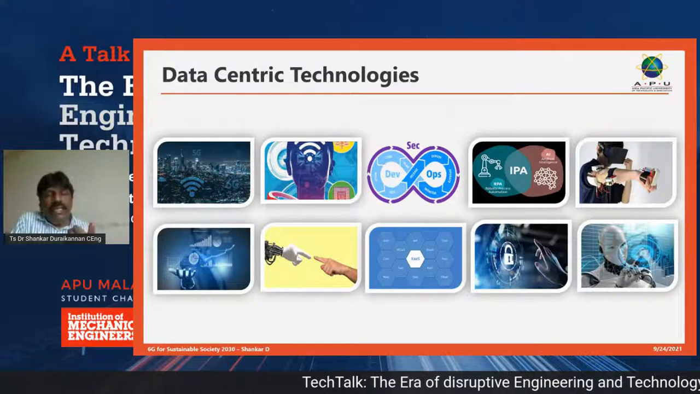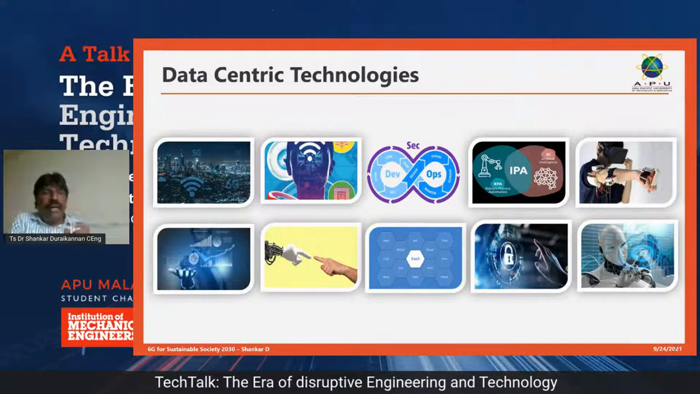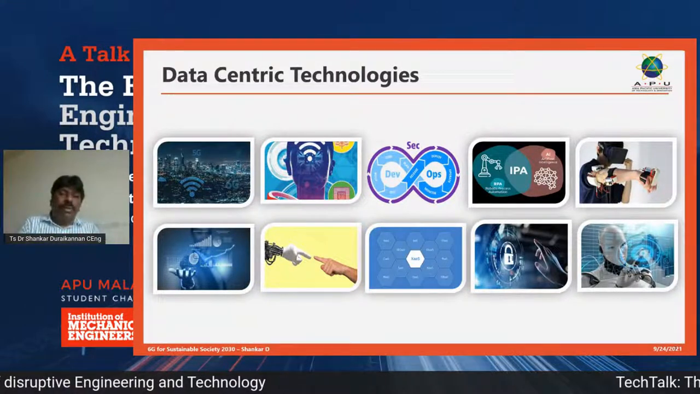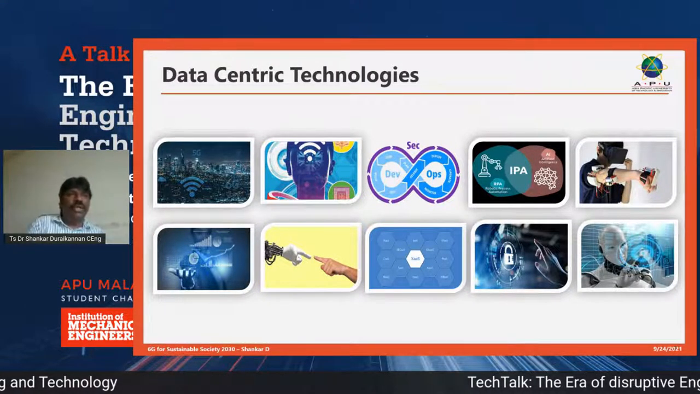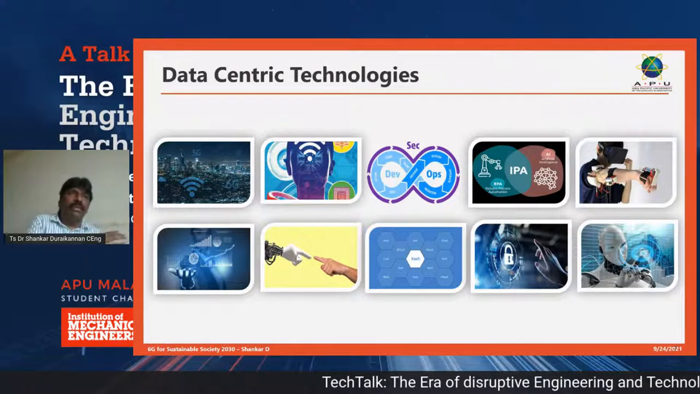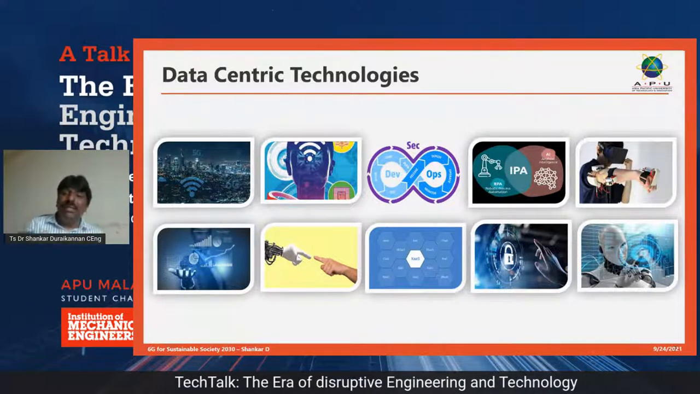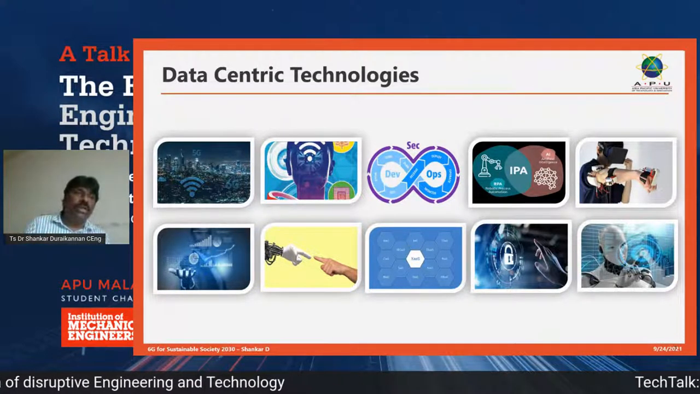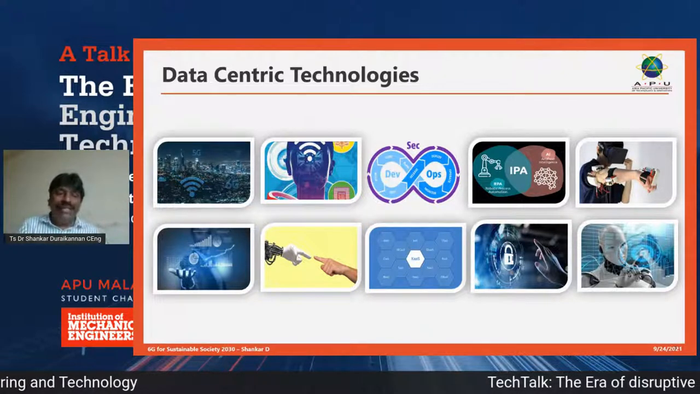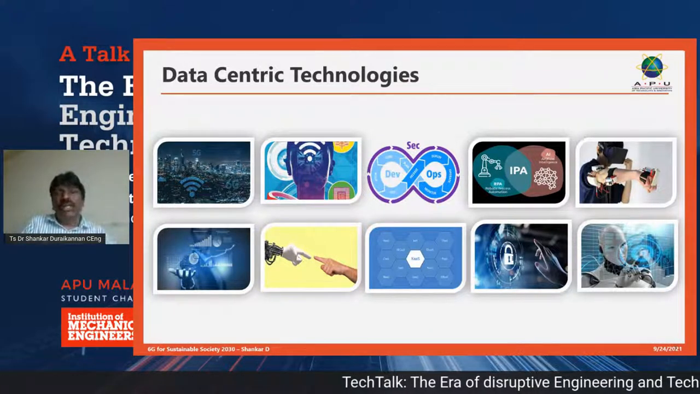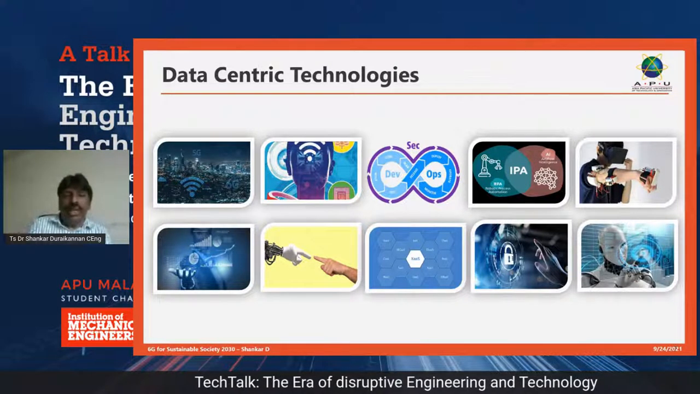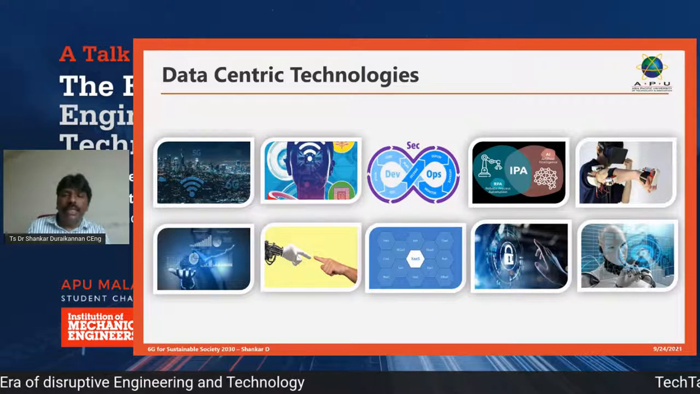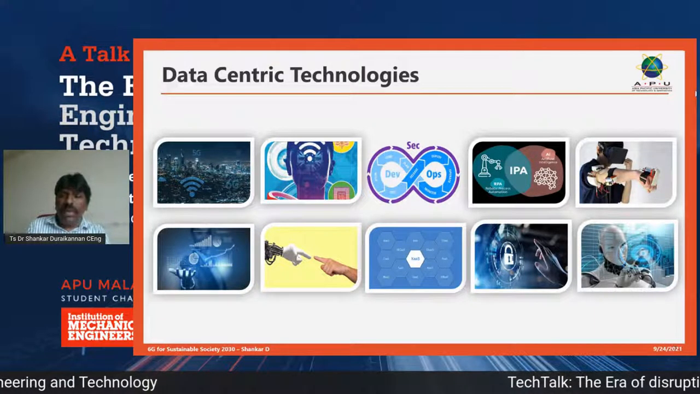Intelligent process automation. As I said, we are moving towards autonomous systems. Whatever we talk about, the complete manufacturing process, the complete assembly lines are going to be autonomous. So far we have been talking about robotics, but autonomous robotics means artificial intelligence-driven robotic systems. So that's what we are talking about: intelligent process automation, IPA.